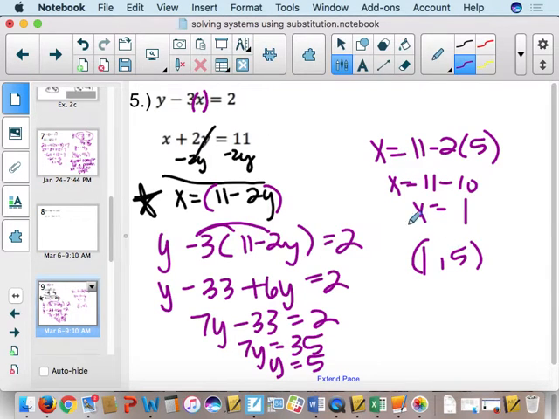And step 4 is to check and make sure it works. So I would go back up here, and 5 minus 3 times 1. So 5 minus 3 is indeed 2, and so we know that that is our correct answer.